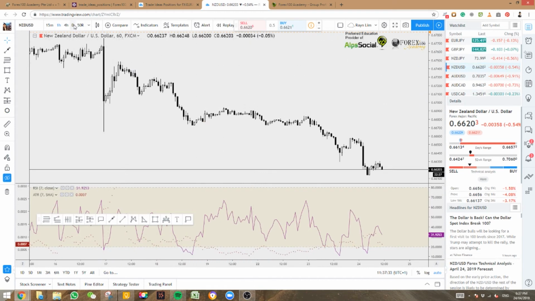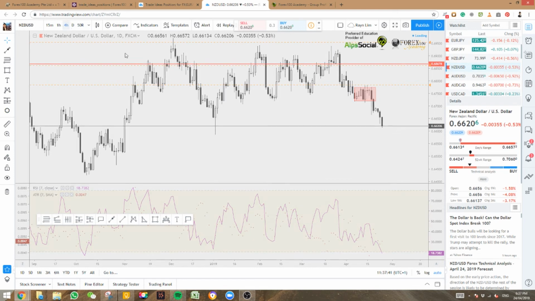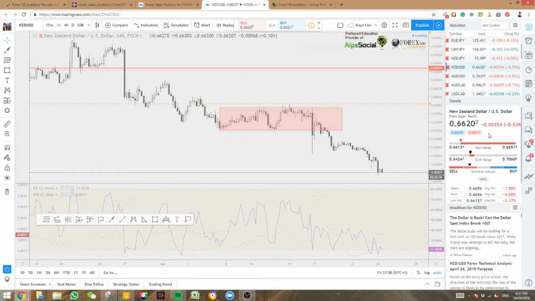Alright, so back to the daily chart. On the daily chart, market came down, consolidate, came down. To the 4-hour chart, yes, this is the exact sell zone I was looking at. So still waiting for it. Head down to 1-hour chart.